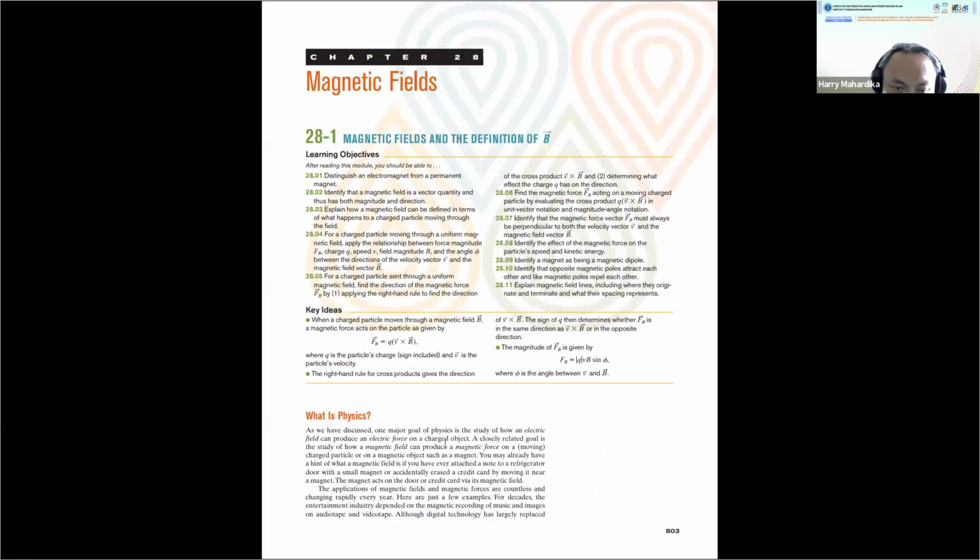Okay, so what is the physics that we're talking about today? After we have discussed one major goal of physics, the study of how an electric field can produce an electric force on a charged object, a closely related goal is the study of how a magnetic field can produce a magnetic force on a moving charged particle.